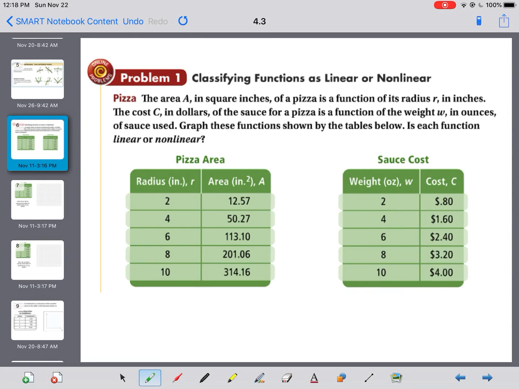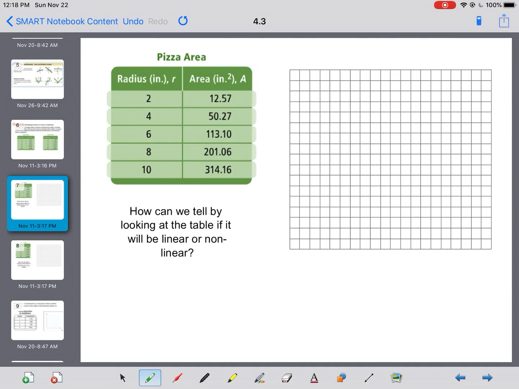Problem 1. The area in square inches of a pizza is a function of its radius in inches. The cost in dollars for the sauce for a pizza is a function of the weight in ounces of sauce used. Graph them and tell if they're linear or nonlinear. So we're going to split them up. First, we're going to start with the pizza area. And we're going to do the same thing. First, let's see if it is a function.